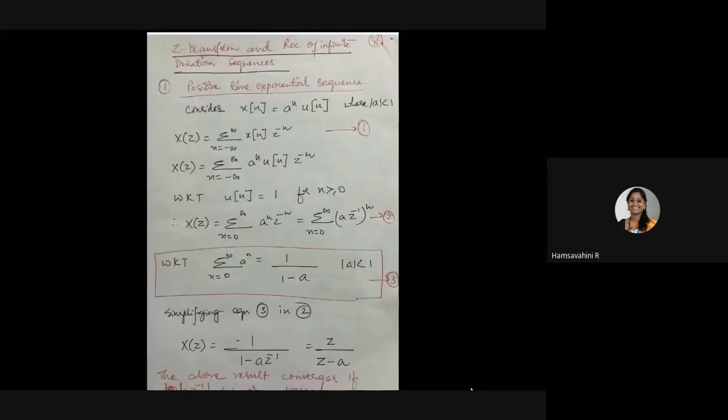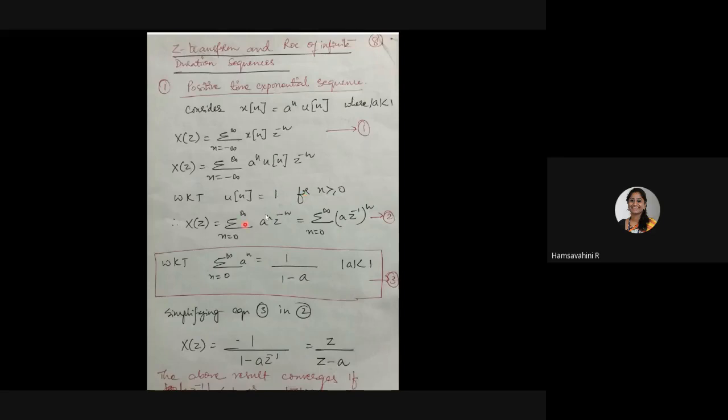Okay. So this problem I have already discussed. Let us revise. Given x of n is a to the power n u of n, it's a decaying exponential. Since a to the power n is multiplied with u of n, we know u of n is 1 for n greater than or equal to 0. So in that case, x of n exists only for the right-sided, that is, only for positive values of time n.